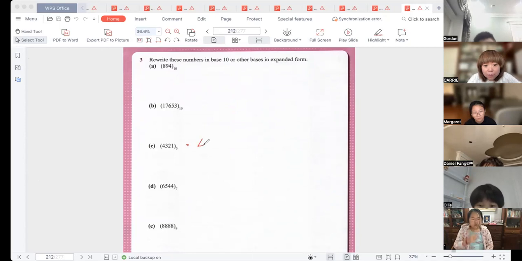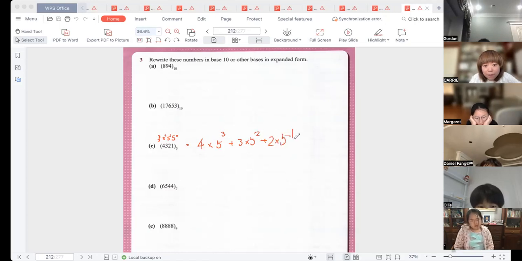How to do it? So 4 times 5 power 3. 那老师这个怎么办？我们就反过来，这个是5 power 0，这个是5 power 1，这个是5 power 2，这个是5 power 3. So 4 times 5 power 3 plus 3 times 5 power 2 and plus 2 times 5 power 1 and plus 1 times 5 power 0. Get everybody? Okay, so that's the same thing, okay? So that's it for today's class.